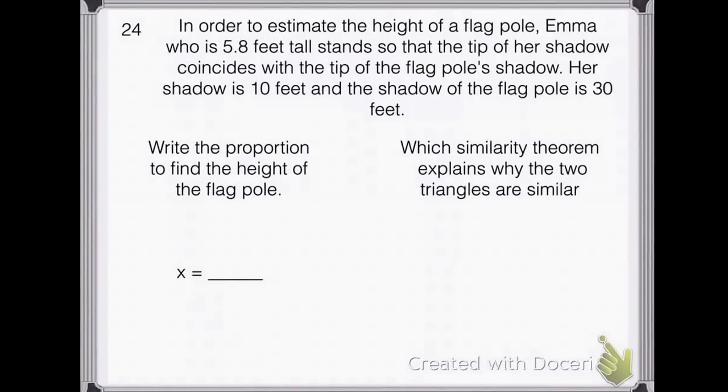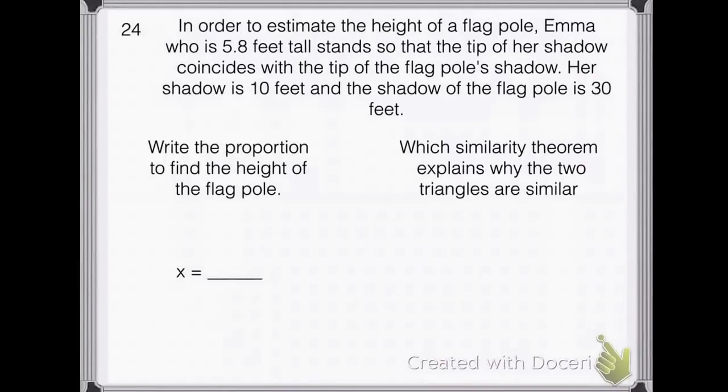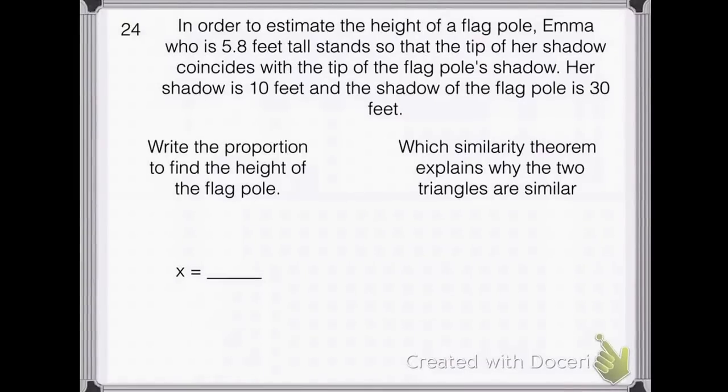You do this one. In order to estimate the height of the flagpole, Emma, who's 5.8 feet tall, stands so the tip of her shadow corresponds with the tip of the flagpole shadow. Her shadow is 10 feet, and the shadow of the flagpole is 30 feet. Write a proportion to find the height of the flagpole. Which similarity theorem explains why the two triangles are similar?